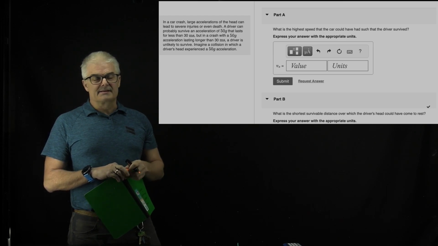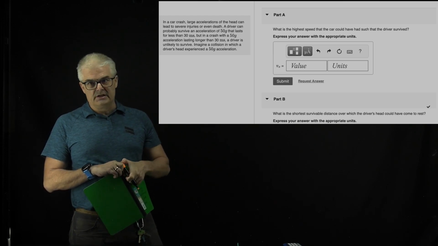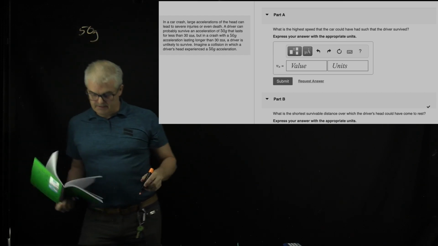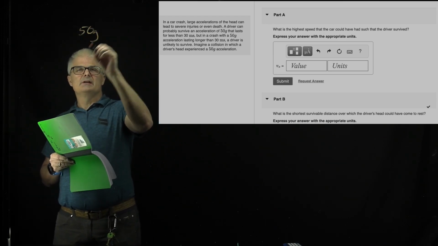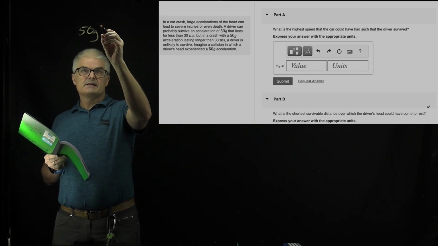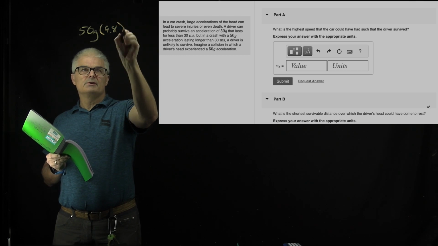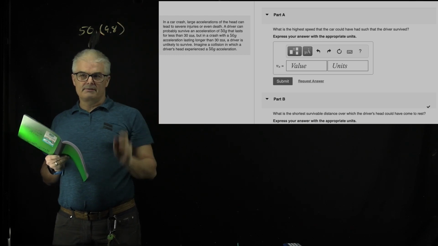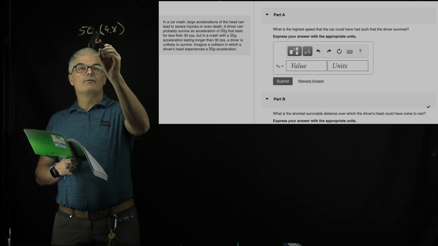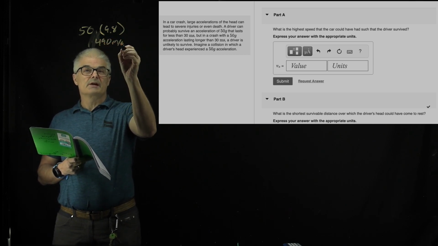It says an acceleration of 50 G. Now, when you say 50 G, that's fine. That means G is the acceleration of gravity on Earth. So it really means 50 times 9.8 meters per second squared. That's the acceleration of gravity on the Earth. So it's 50 times 9.8, or 490 meters per second squared.